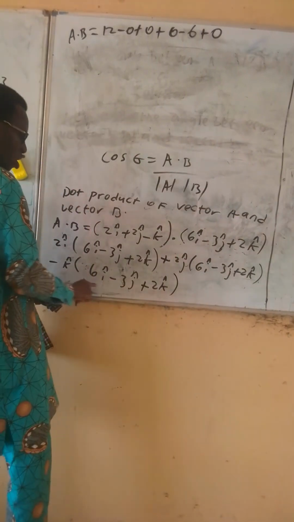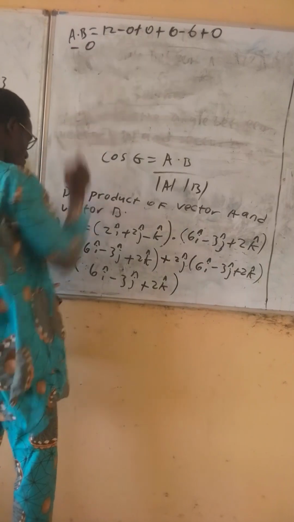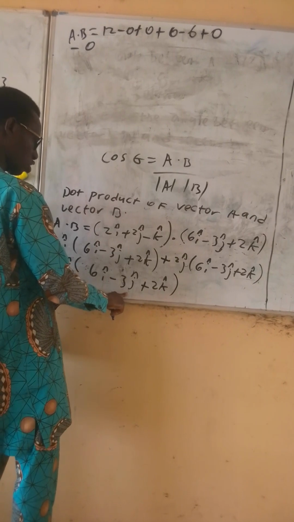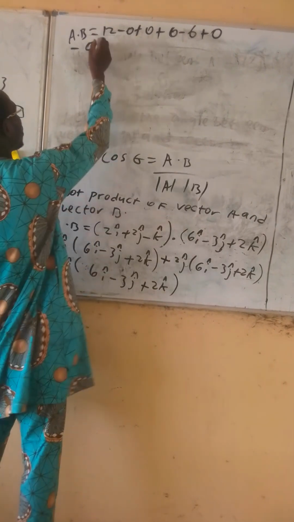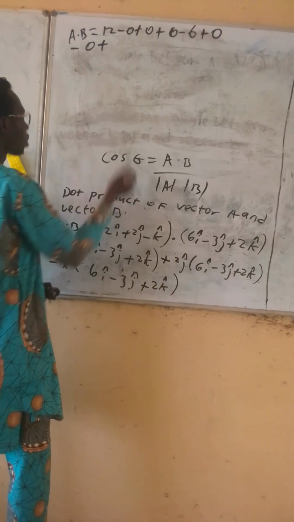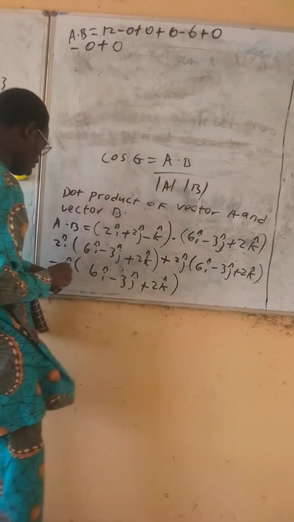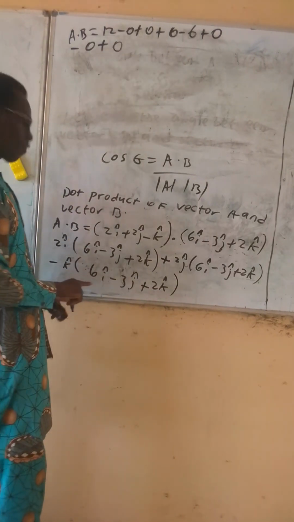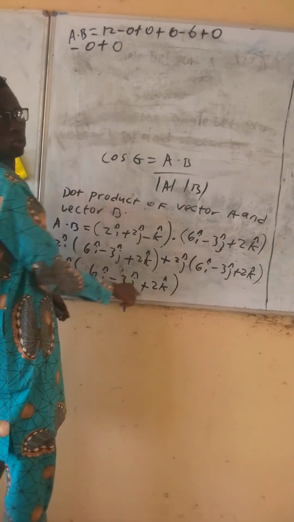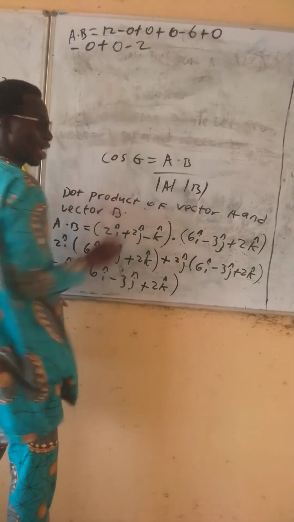What do we have next? We have minus k multiplied by 6i, which is minus 0. Minus k multiplied by minus 3j is, minus times minus is plus, but k multiplied by j is 0. K dot j is 0 in vectors. So what next? We have minus k vector multiplied by 2k vector, which is minus 2. I get it now.